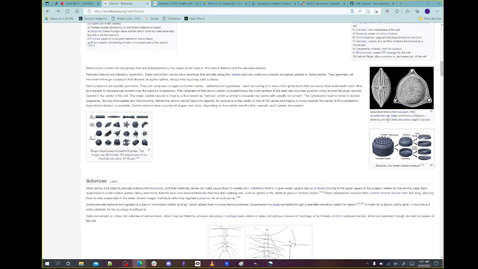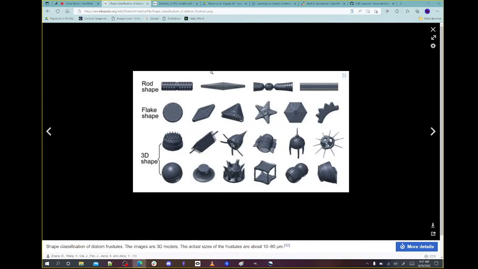Yeah, the smallest I've read about are 2 microns. Oh wow. Okay. So yeah, and this is a shape classification. So they're the rod-shaped ones like this. This is kind of like Basilaria, but they have the pores along the side and some other features. Then they have the flake shapes, which are like this. So you can see they're really diverse in terms of their shape.